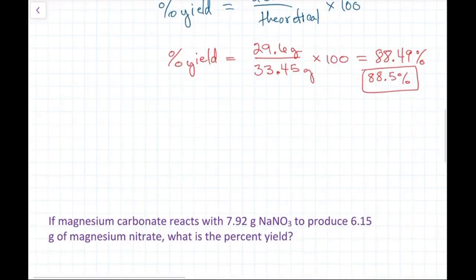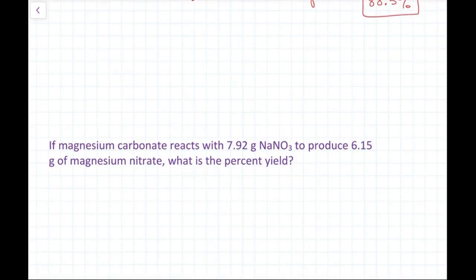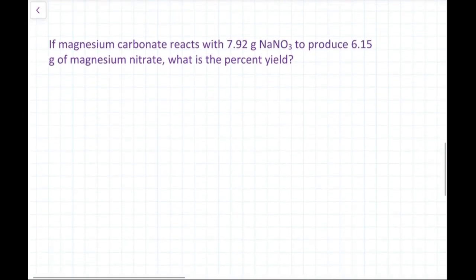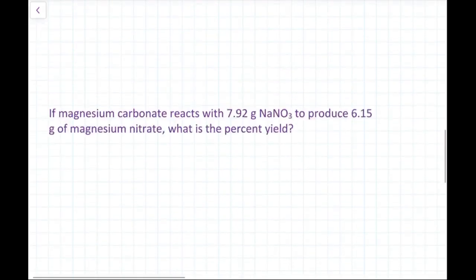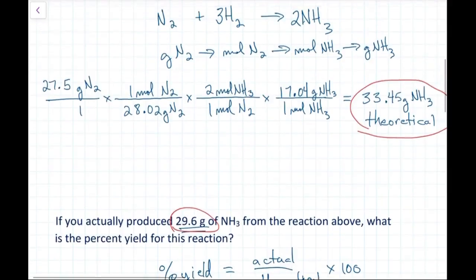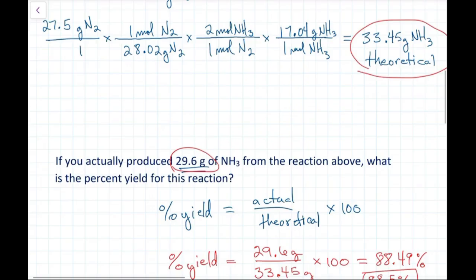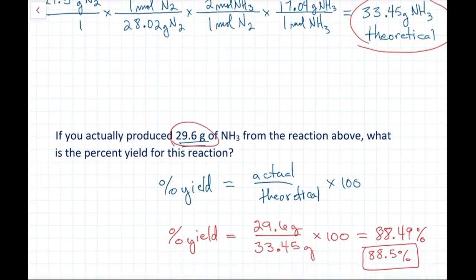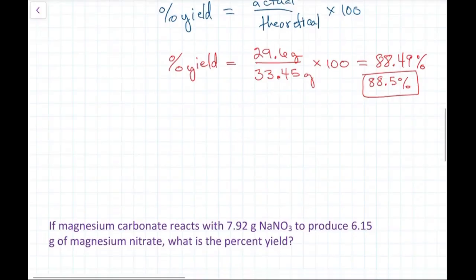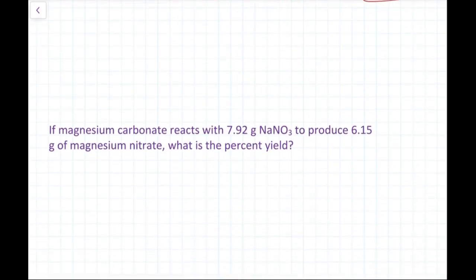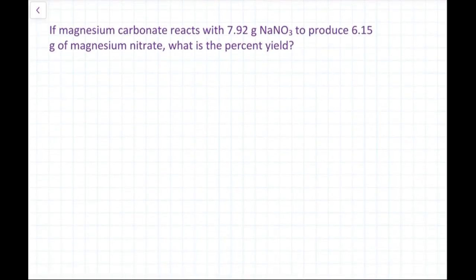So this one is a little different because instead of breaking it up into 2 parts like we just did, in the previous problem, I first specifically asked you how much would you expect to produce. And then I said, okay, if you actually produce this much, what's your percent yield? Most percent yield problems don't really break it down that much for you. So you just kind of have to know what to do.